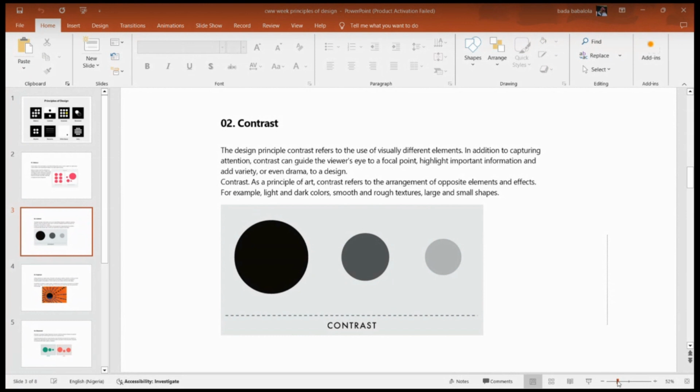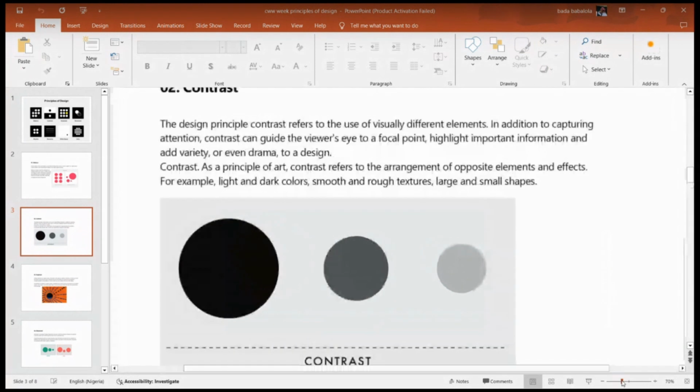So when you look at the image that is on the screen now, you can see that we have three circles in the image. We have the big one that is black. Let me tell you that these three circles are actually black.